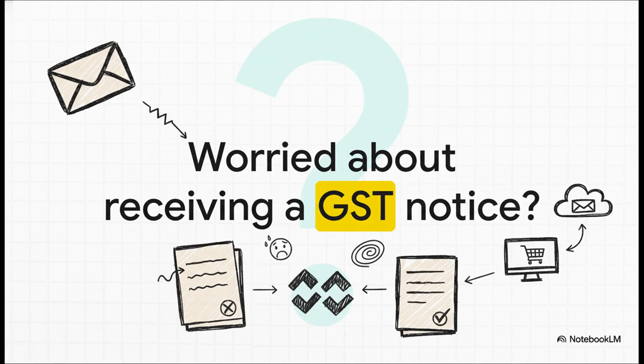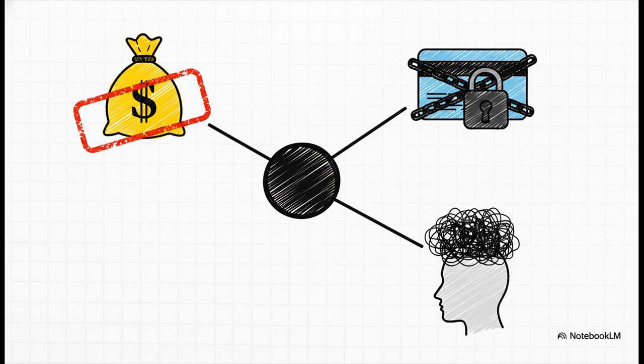Mismatches in your returns. And look, these mismatches aren't just little typos. They can trigger some pretty serious consequences. We're talking about financial penalties, your input tax credit getting blocked, which is your money, and just a mountain of stress you really don't need. But here's the good news. This is all completely avoidable.